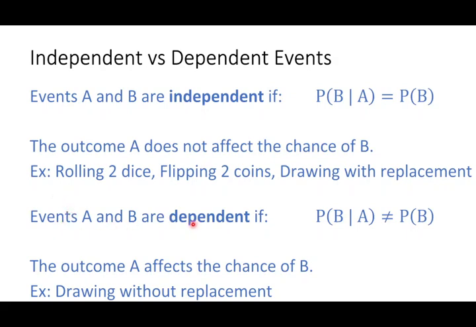Events A and B are dependent, meaning the probability depends on the other, if the probability of one given the other does not equal the probability of the one by itself. Meaning outcome A, when it happens, has some effect on B, or we could say B depends on A. Drawing without replacement is a classic example of that.